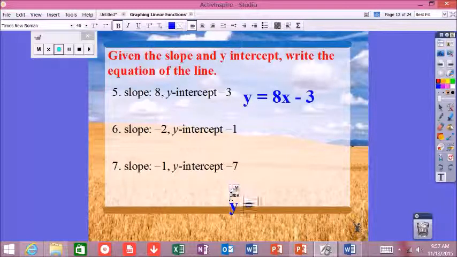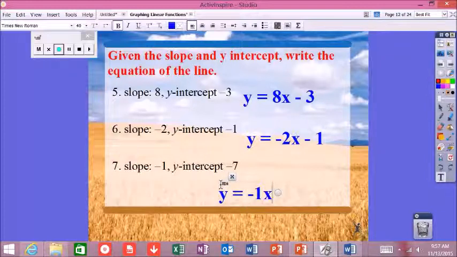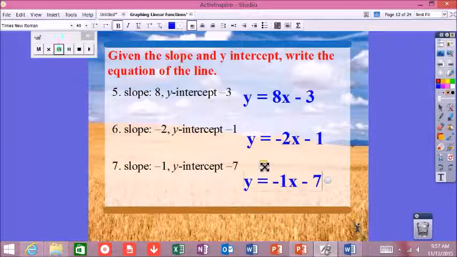Number 6, y equals, it's mx, so m is negative 2, negative 2x plus negative 1, or y equals negative 2x minus 1, if you only want to use one sign. And number 7, y equals negative 1x minus 7. Now on a standardized test, we're not going to write the negative 1 as a coefficient, just like we wouldn't write 1x with 1 as a coefficient. So a better way to write that would be just y equals negative x minus 7.